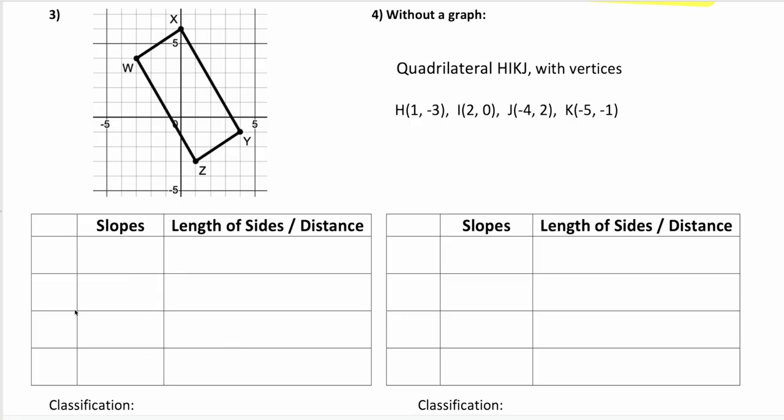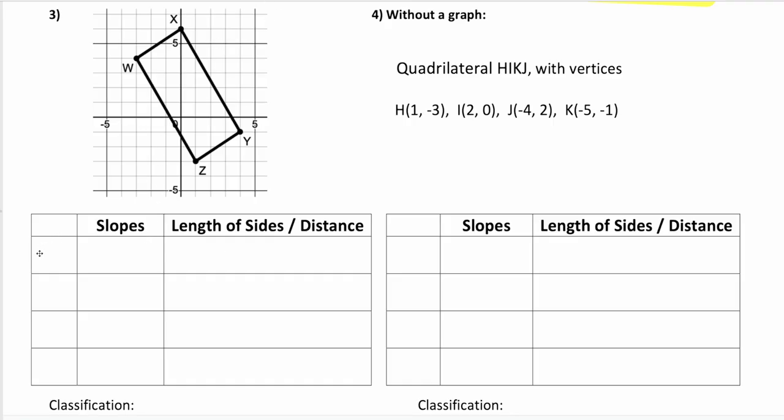So our chart down here has four spots for our sides, our four slopes, and our four distances. So we're going to start with our picture here. We have a quadrilateral, looks like WXYZ, and you can name it. You can start with any letter and go in a circular manner. You can go clockwise or counterclockwise. So I went WXYZ, and that's how I named it.